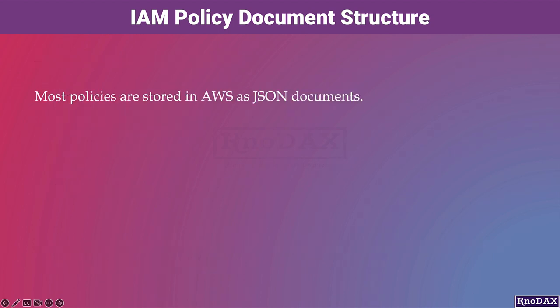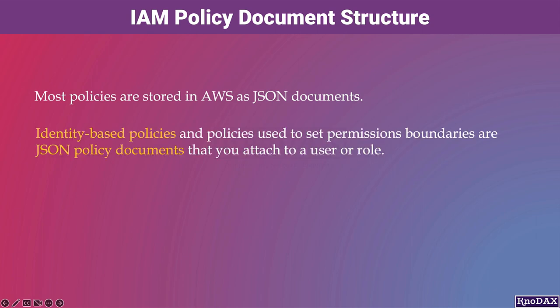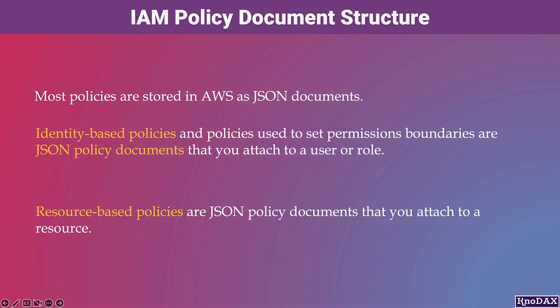Most policies are expressed in AWS as JSON documents. The identity-based policy you attach to a user or role. The resource-based policy you attach to a resource.